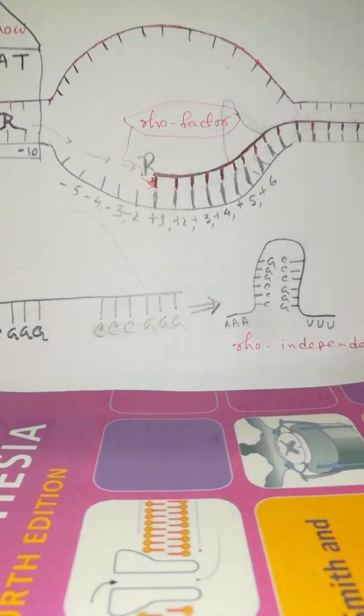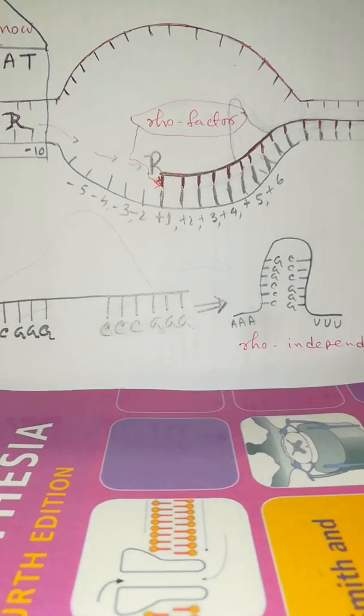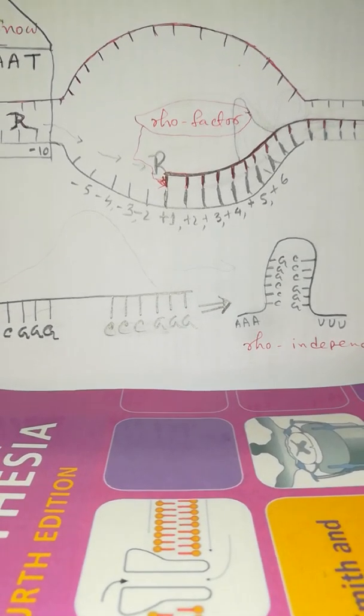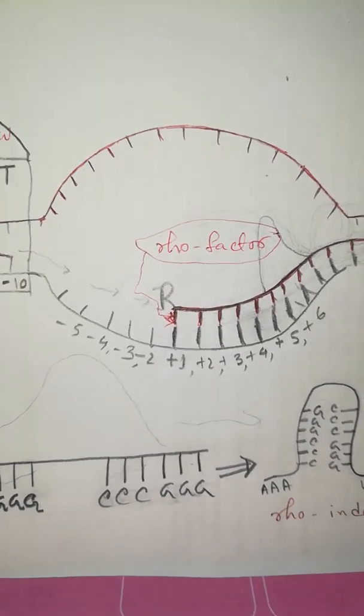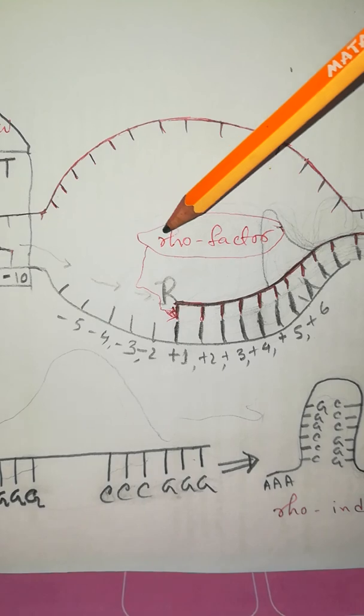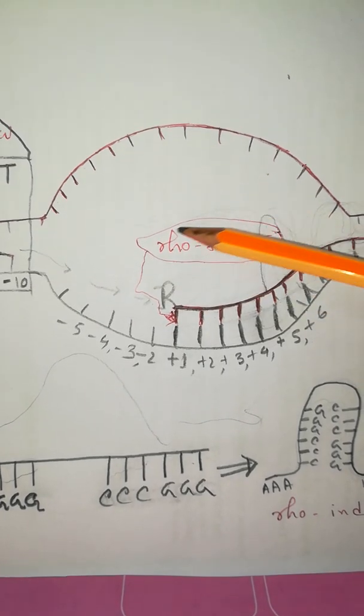Bismillahirrahmanirrahim. Now I am going to discuss termination of transcription. I already discussed how transcription occurs. Now we know termination of transcription occurs by rho factor or without the rho factor. Rho factor has cutting activity.